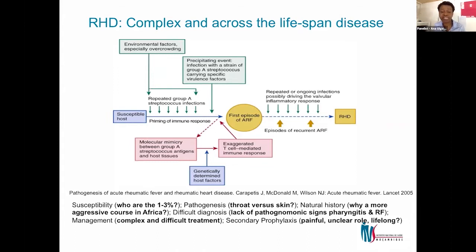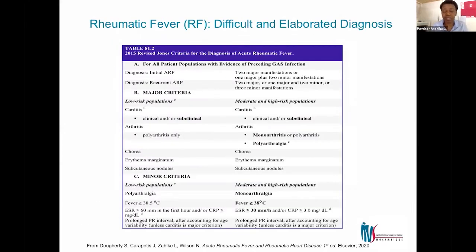Unfortunately, several areas need clarification. The susceptibility, the natural history, the pathogenesis, the lack of a pathognomonic test for the diagnosis, and the management of this condition. Finally, although preventable, there are several areas where it's not clear how the secondary prophylaxis acts.